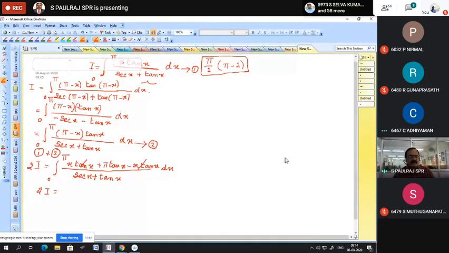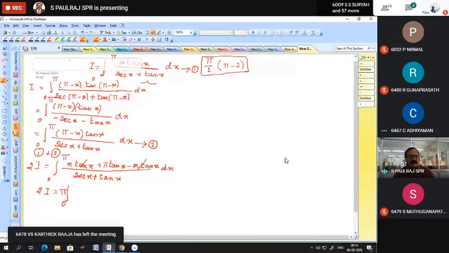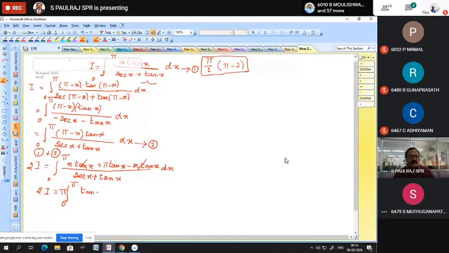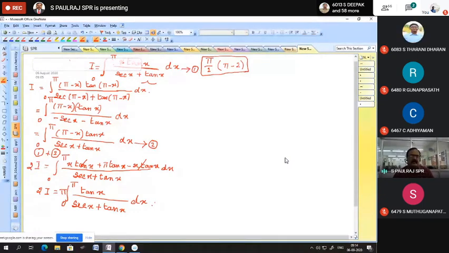So 2I is equal to integral of pi tan x, I'll take pi outside, tan x divided by secant x. Now how to simplify after this? Convert to sin and cos. Yes, very good. Converted into sine and cos. Don't do the property once again.